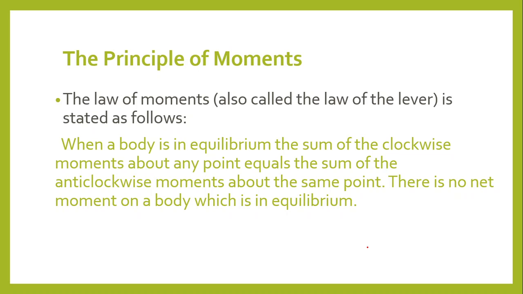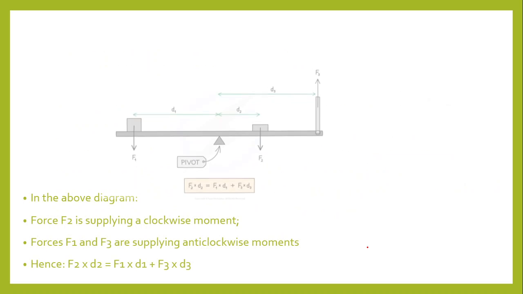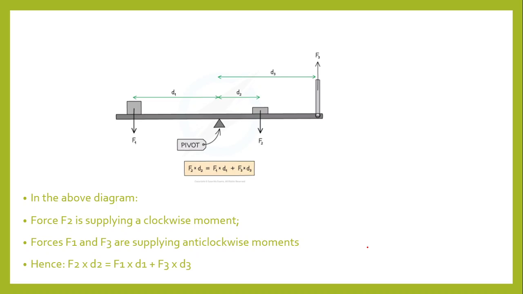So when a body is in equilibrium, the sum of clockwise moments about a point equals the sum of anti-clockwise moments about the same point. So basically, I'm saying that it should not be rotating or should not have any net moment when it is in equilibrium. So there is no net moment on a body when it is in equilibrium. Now, this is an example that we're going to study, and in the above diagram, force F2 is supplying a clockwise moment, and forces F1 and F3 are supplying anti-clockwise moments.